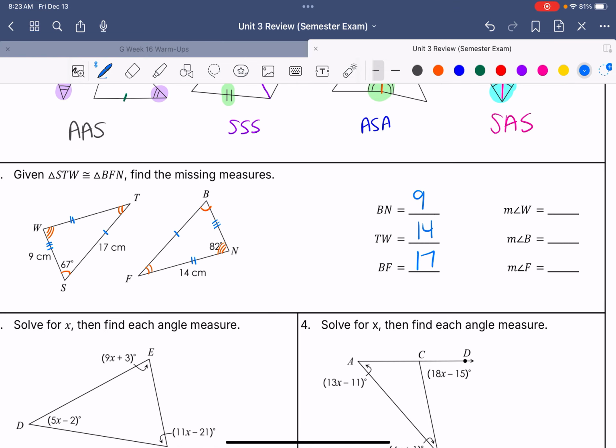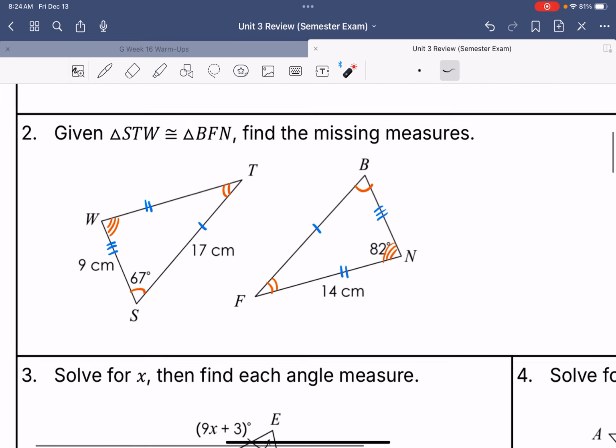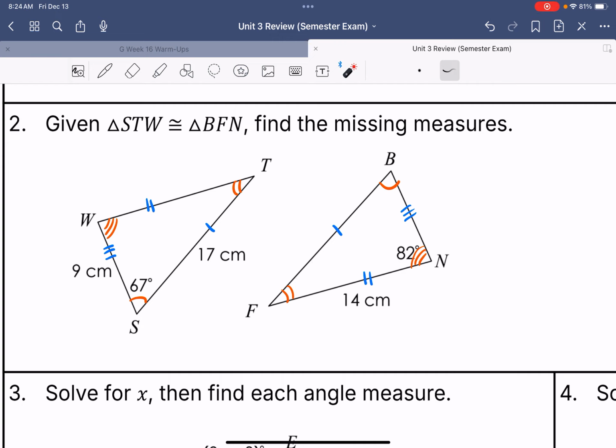Okay, now the angles. Angle W is right here. We said that that's congruent to angle N. So if N is 82, then W is also 82. Angle B, we said that that is congruent to angle S. So they both must be 67. And then angle F is congruent to T, but neither one of those has a number. So we're going to have to figure this out. We said that, so before we said that N and W are the same. So I know that this is 82.